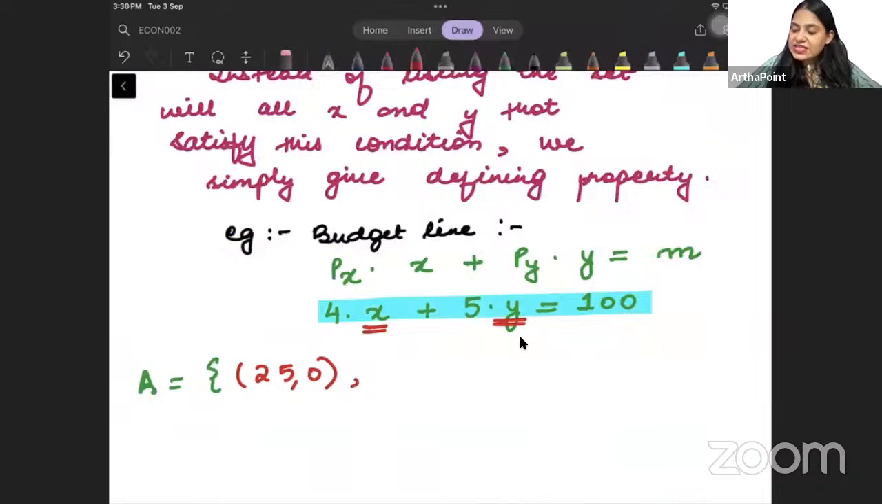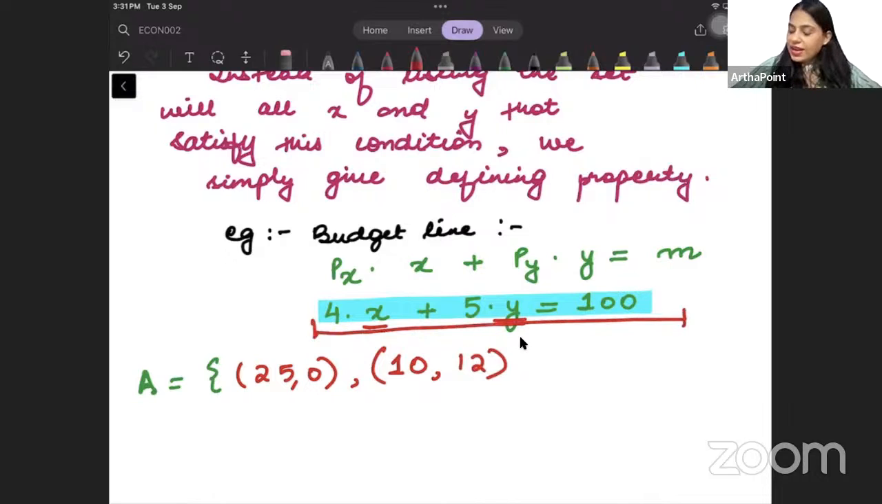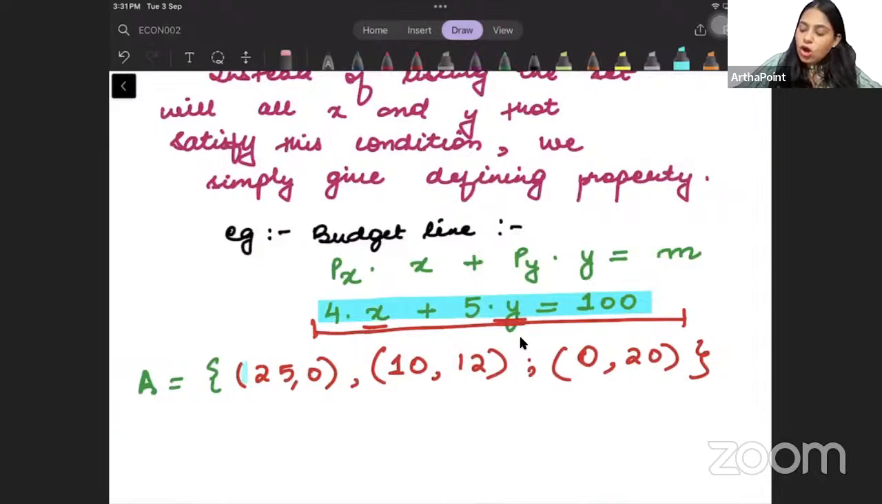Can I take x as 10? So this will be 40. I need 60. And y as 6. Not 6. Y as 12. Yes. ये भी इस equation को satisfy कर रहा है. Just put and check. Can I take x as 0 and y as 20? हाँ, वो भी मेरा equation को satisfy करेगा. So these are all elements of my set. ये सारे ही मेरे set के members होंगे.